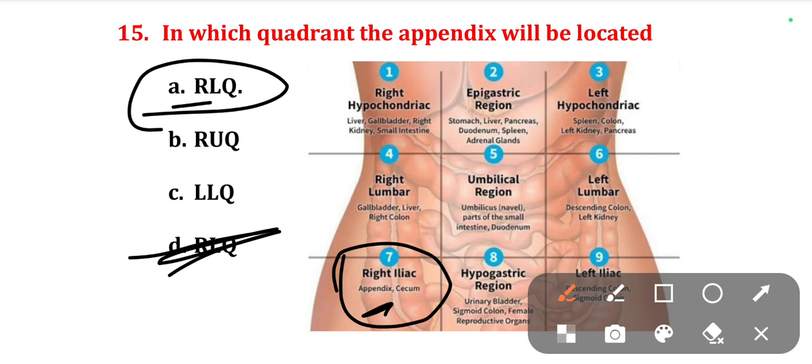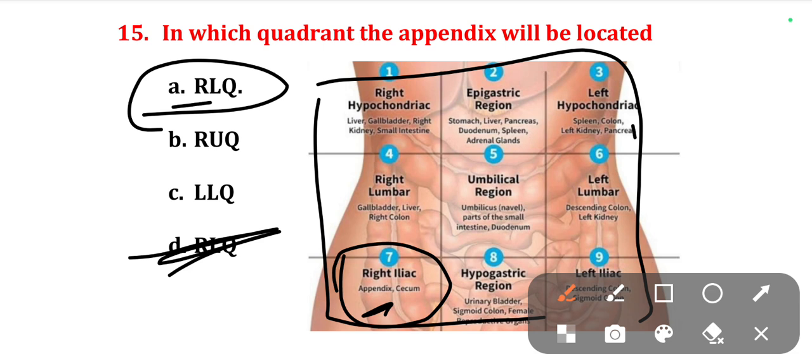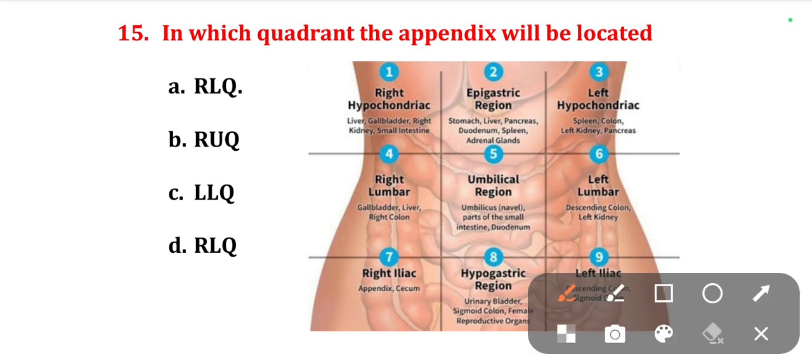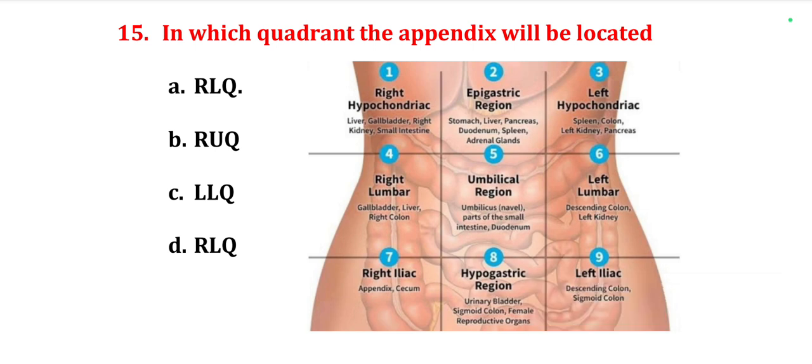So in our total abdomen, we have a total of 9 quadrants. First one is the right hypochondriac, second is the epigastric, third is the left hypochondriac, fourth one is the right lumbar, umbilical region, left lumbar, right iliac, hypogastric, left iliac. So totally 9 quadrants are present in the human abdomen.